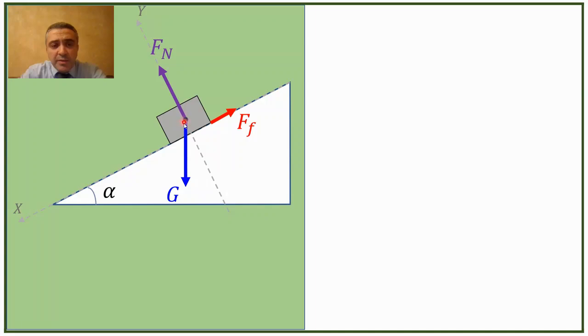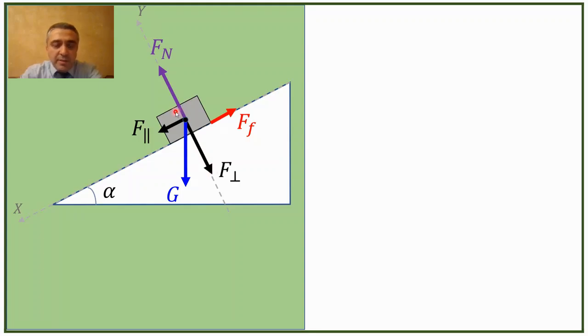And if we pay attention to the gravitational force, you see that the direction of the gravitational force is downward. And you see that this force is not on the y-axis or the x-axis. Therefore, we need to break this force down into two components: the parallel component and the perpendicular component.